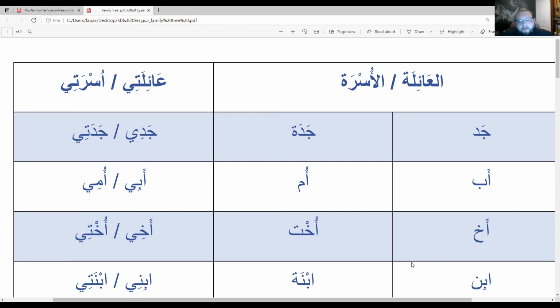So it's very easy. You just add the ya at the end of the noun and you are talking about your father, your mother. أخ وأخت: أخي وأختي. You could say, for example, أخي and then add his name, so you will be talking about your brother. For example, my brother is أخي طارق, and أختي نور.